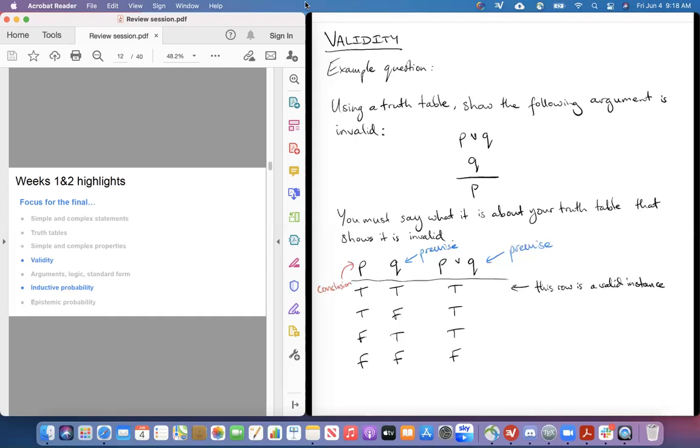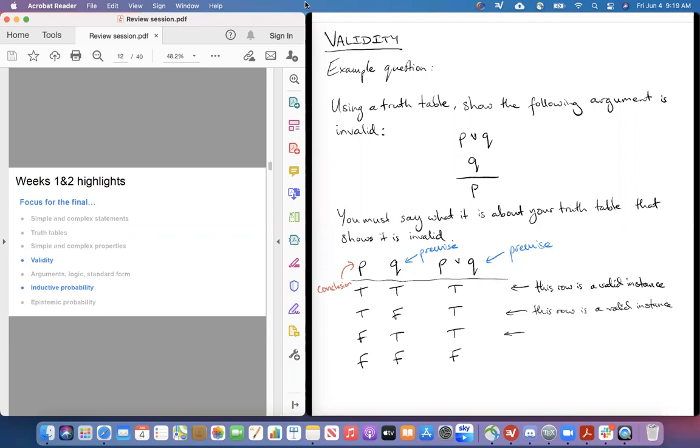What about this row? Are all of the premises true? Well, in this row, they are not both true because Q, one of the premises, is false. And so this row is a valid instance because it's not the case that all of the premises are true. So it can't be the case that all of the premises are true and the conclusion is false.